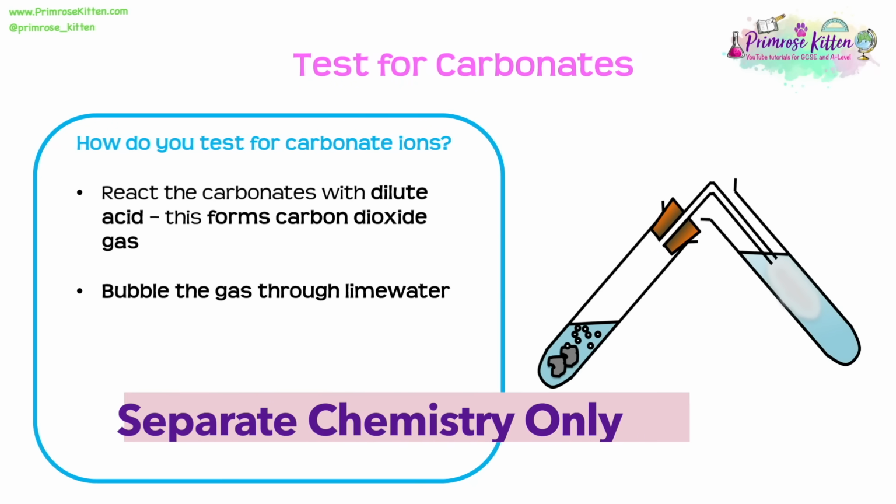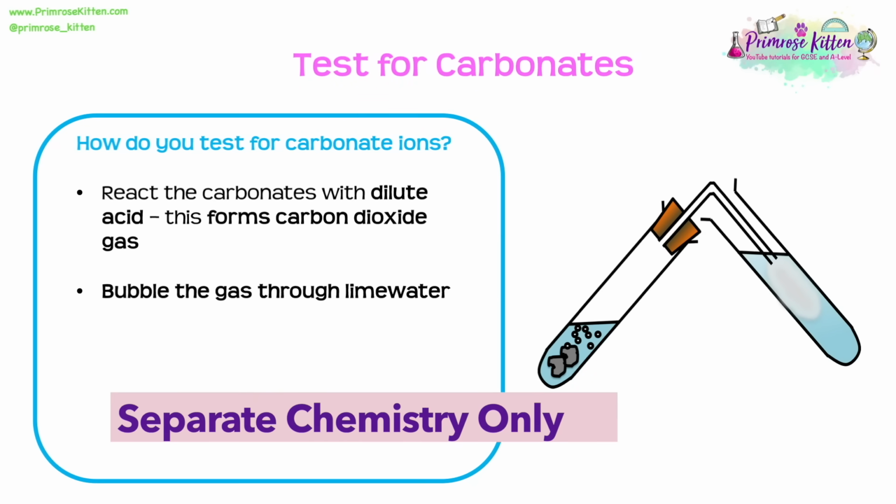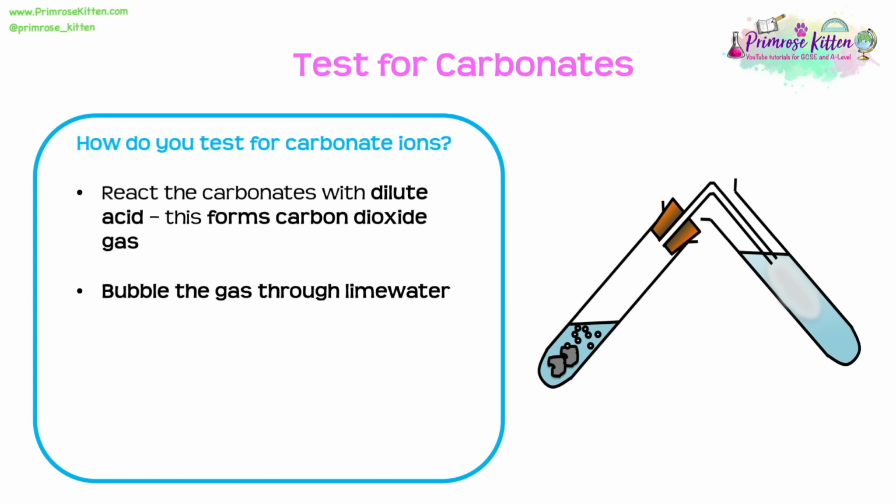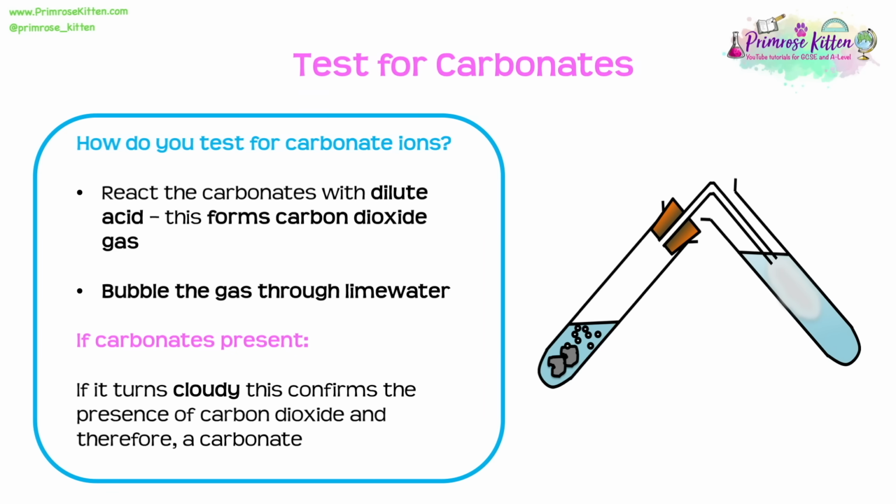To test for carbonate ions, we want to react the carbonates with a dilute acid. Now, we should know that when carbonates react with acid, we form carbon dioxide gas. This gas we can bubble through lime water, and if the carbonate was present and carbon dioxide was formed, the lime water will turn milky or cloudy in colour. And this confirms the presence of carbon dioxide and therefore a carbonate in the original solution.